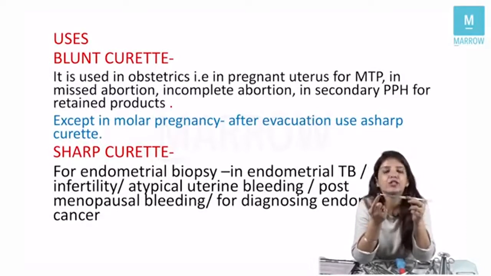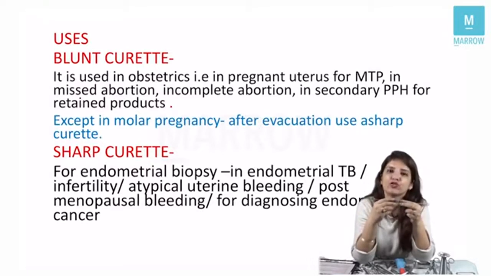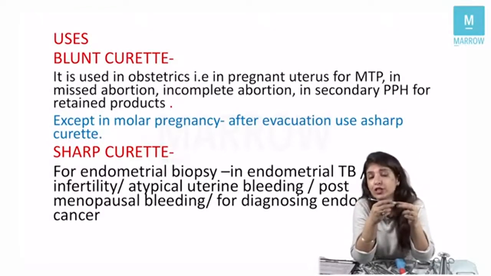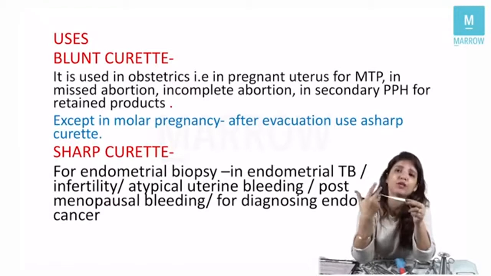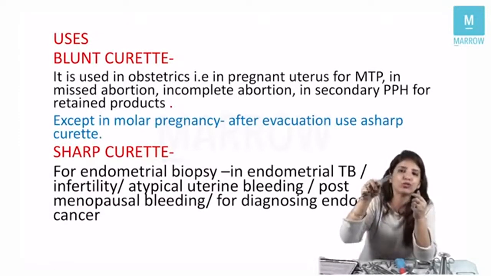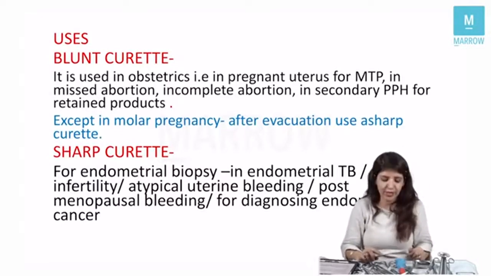On the other hand, a sharp curette is used for gynecological procedures like dilatation and curettage, or when you have to take out an endometrial biopsy, or if the female is having excessive bleeding, that is abnormal uterine bleeding, AUB. Or in case of infertility you want to do an endometrial biopsy, or in tuberculosis you want to do an endometrial biopsy. So you can take out the curettings and send them for histopathological examination, right?